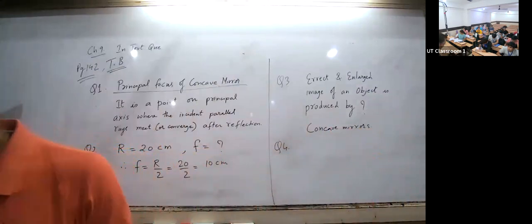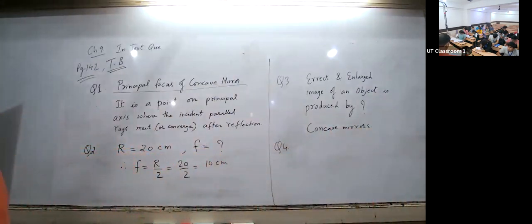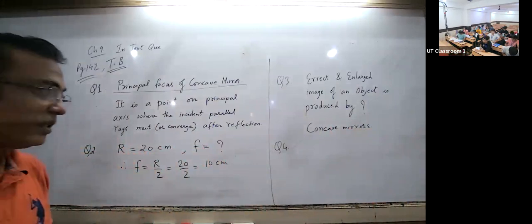Question number 4. Why do we prefer a convex mirror as a rear view mirror in vehicles?